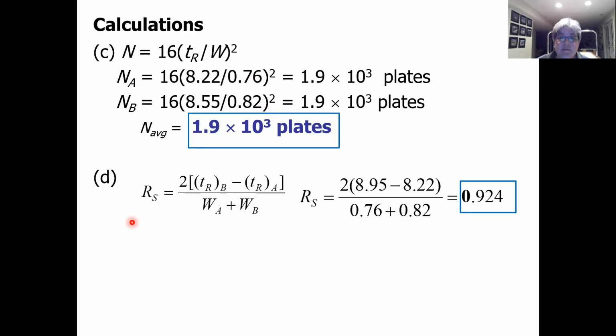D was resolution. So that's this equation right here. And notice here, 3 significant figures. These have 2, but when we add them, we're going to have 3 because that's the addition rule. So you actually should have 3 for this resolution number. So that should be 0.924. Now, is that a good resolution? No. We just saw resolution needs to be at least 1.5.